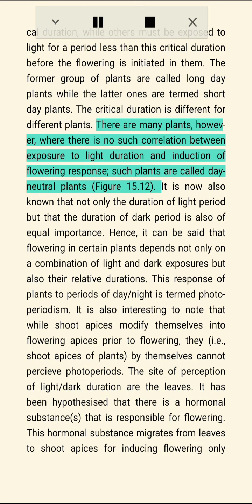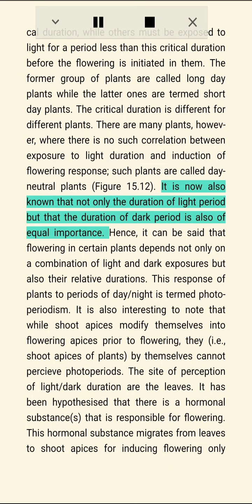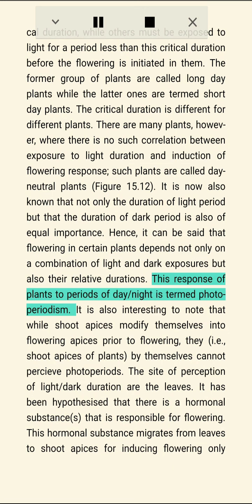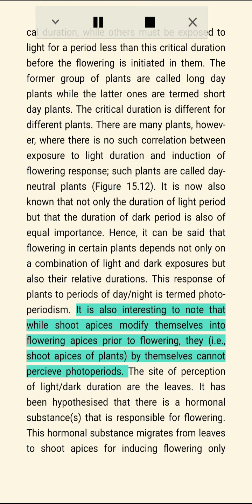There are many plants, however, where there is no such correlation between exposure to light duration and induction of flowering response. Such plants are called day-neutral plants, figure 15.12. It is now also known that not only the duration of light period but the duration of dark period is also of equal importance. Hence, it can be said that flowering in certain plants depends not only on a combination of light and dark exposures but also their relative durations. This response of plants to periods of day and night is termed photoperiodism.